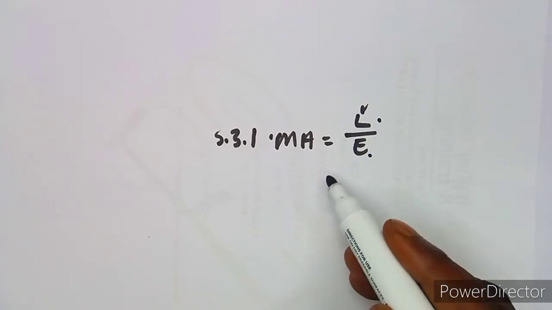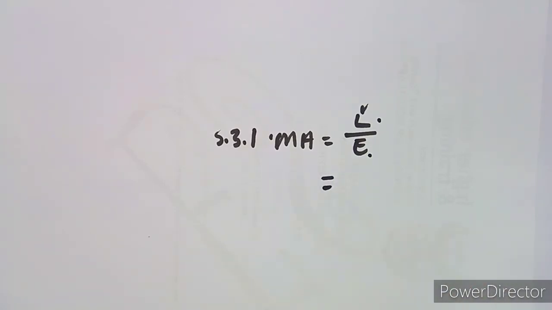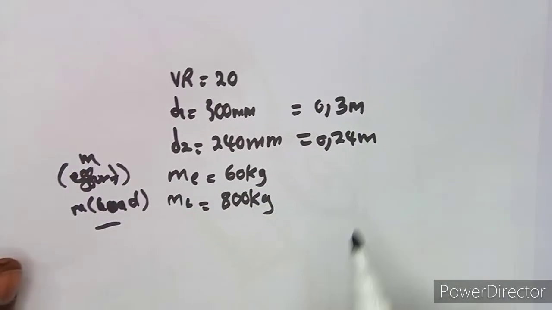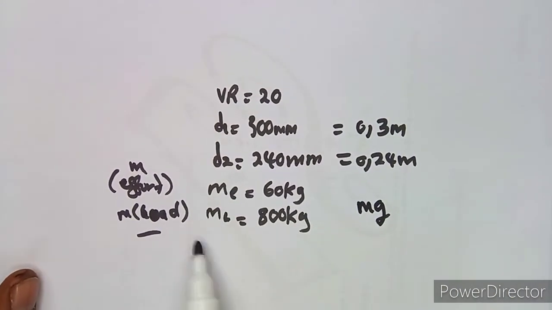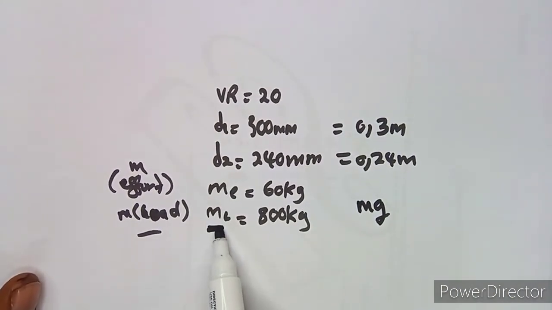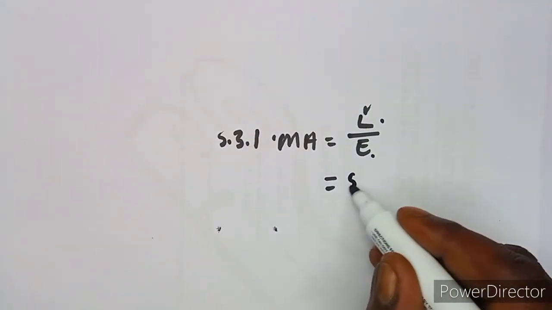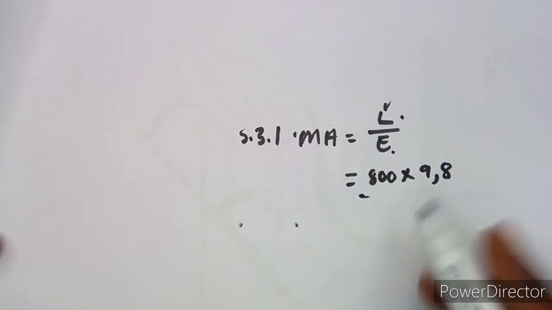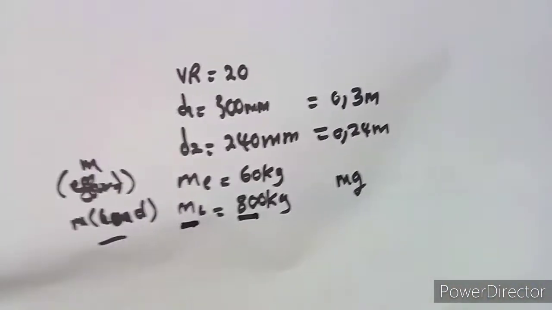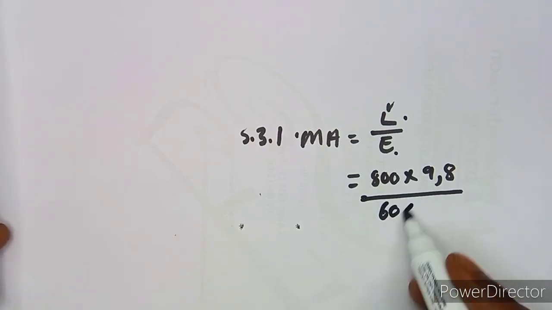But as you can see, we are multiplying the same thing. Okay, let me write it so that you can see. The load is mass times gravitational acceleration, but we're talking about the mass of the load, which is 800. We're talking about the mass of the effort, so it's going to be 800 times 9.8. Okay, all right, sorry for that. Let's just divide this by 60 by 9.8 again for the effort.